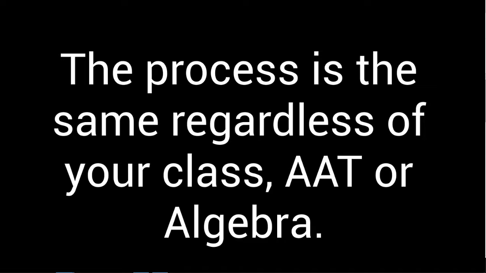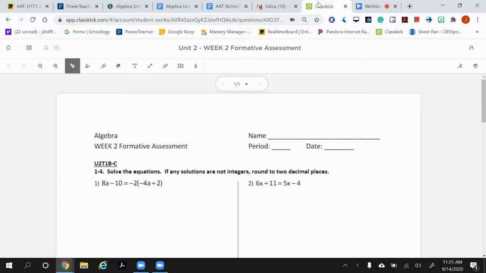Obviously, the content, the work we're going to do, is going to change. I'm going to use an algebra formative assessment here in this video initially, but the process is the same regardless. If you want to get full credit on a formative assessment, there are essentially 3 steps you have to do to earn that full credit grade.